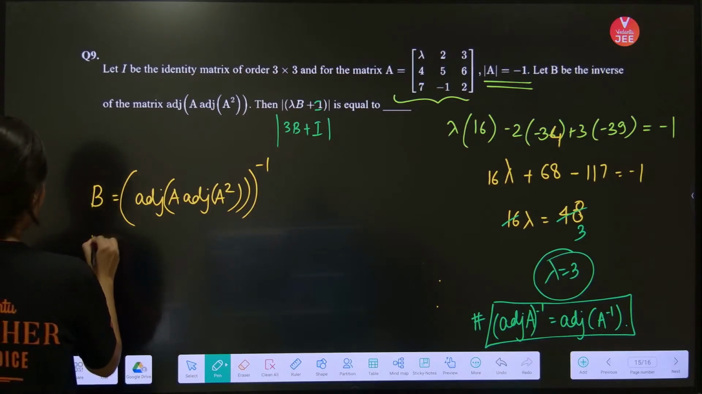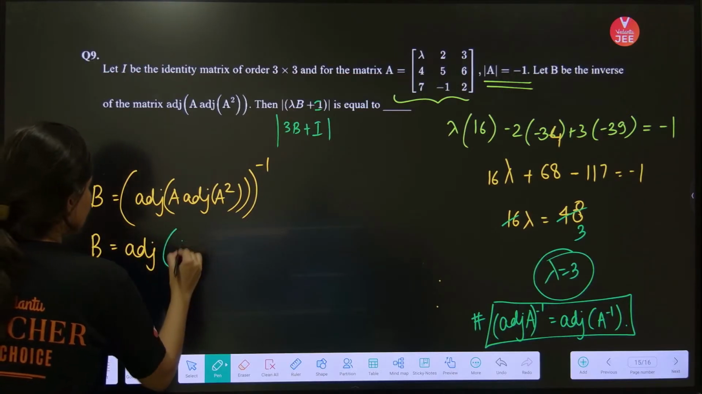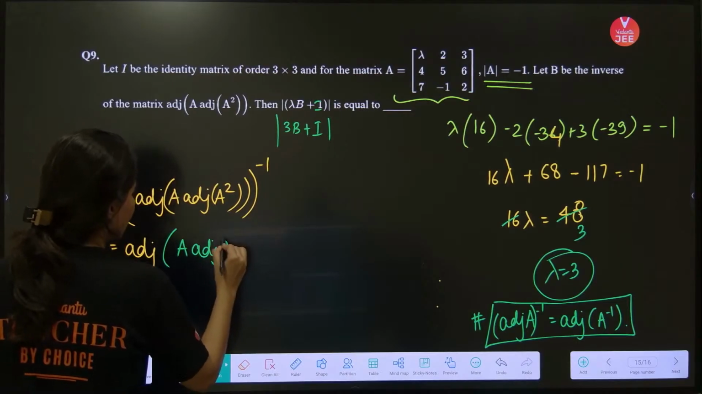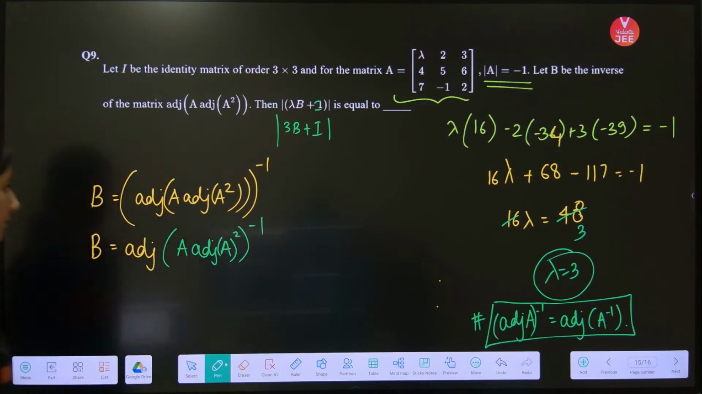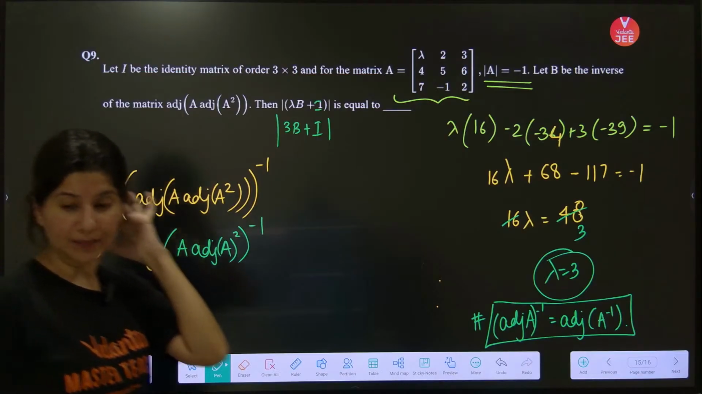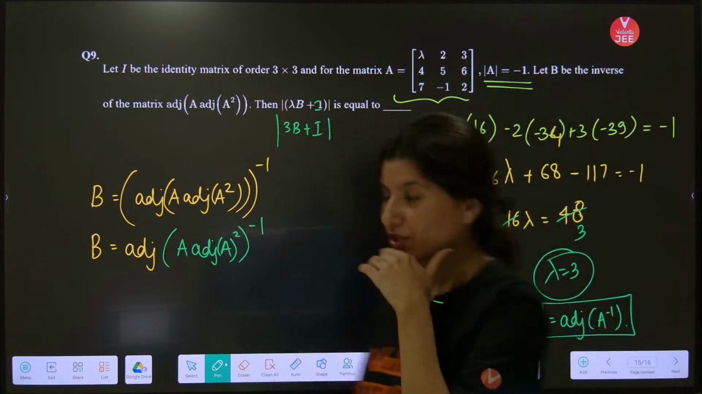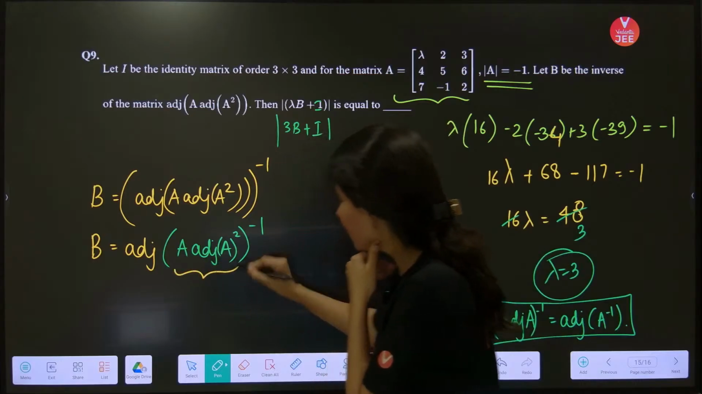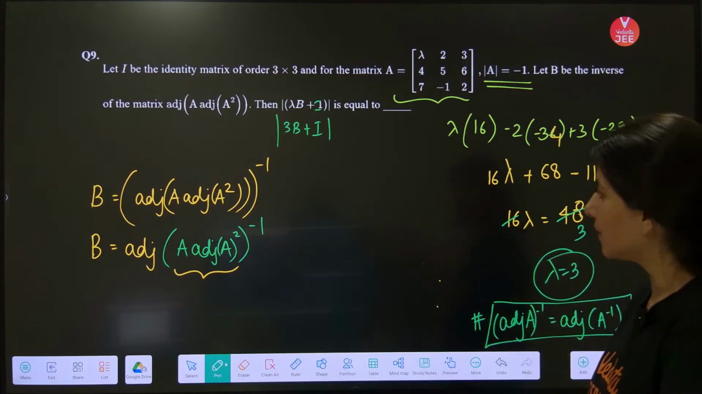That means B is equal to adjoint of A square, inverse. Very good question. You need to keep patience now. I need to calculate this. That's it. If I can do that, I think my question will be done.